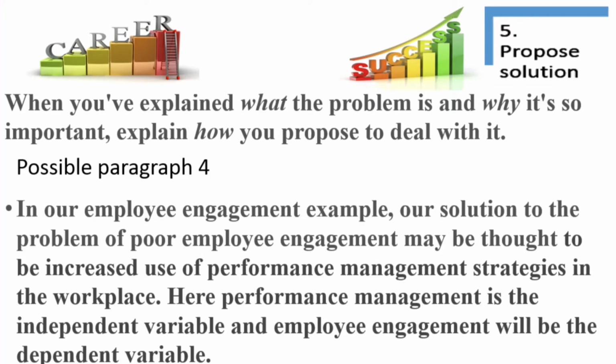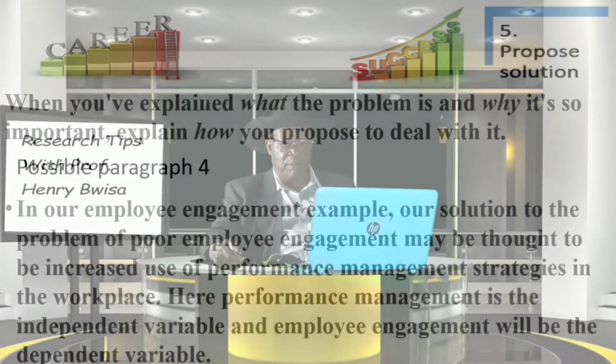And then step 5, you propose the solution. When you have explained what the problem is and why it is so important, explain how you propose to deal with it. So your possible paragraph 4 could be, again, based on our employee engagement example, our solution to the problem of poor employee engagement may be thought to be increased use of performance management strategies in the workplace. Here, performance management is the independent variable and employee engagement will be the dependent variable. We shall be talking about variables in subsequent lectures.